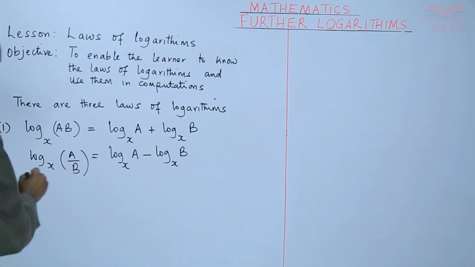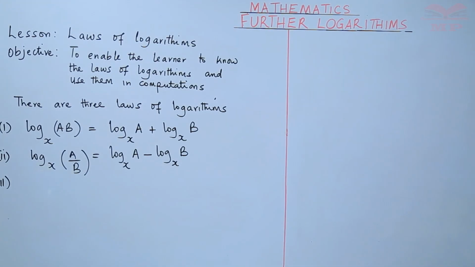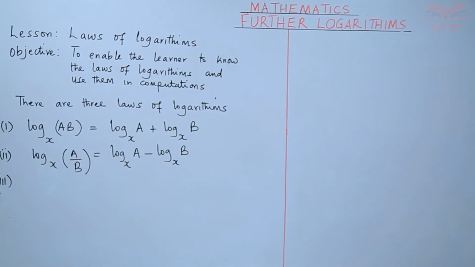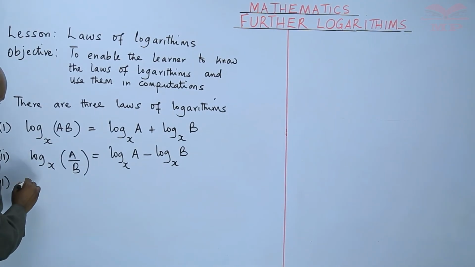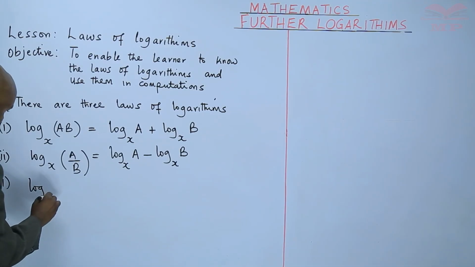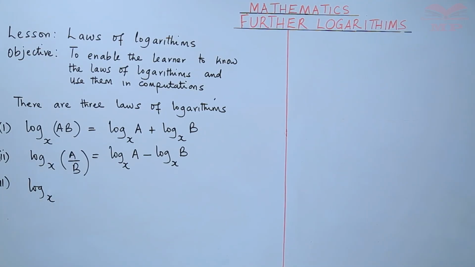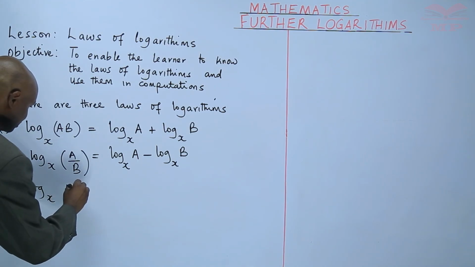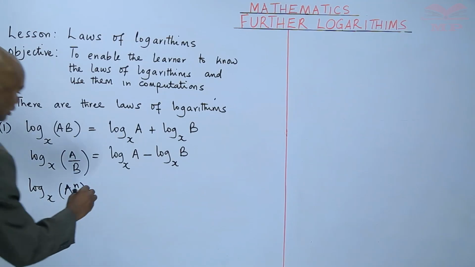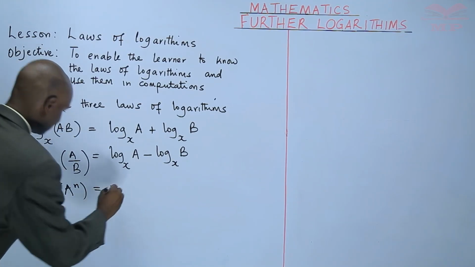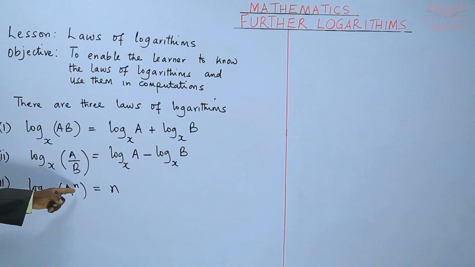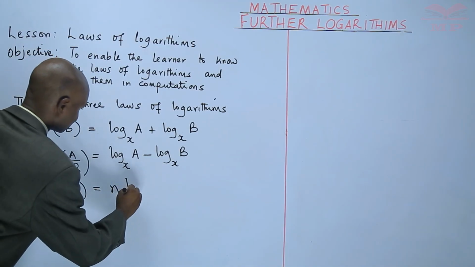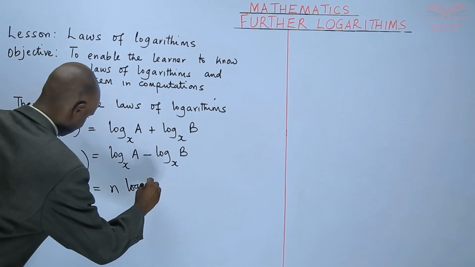Lastly, the third law is where you are given logarithm to the base x of a raised to n. That is the same as having n, isn't it? n will come this side. You'll have n logarithm to the base x of a.